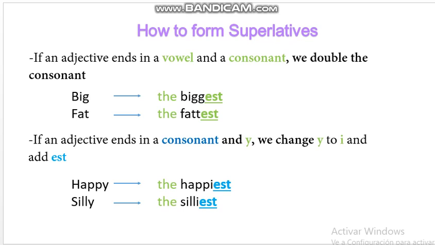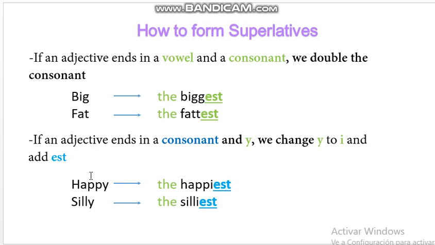How to form superlatives? Okay, if an adjective ends in a vowel and a consonant, we double the consonant, okay? In this case, the consonants are g and t, but we have big and fat that are short. So we say the biggest. We are doubling the g. Fat, fattest, the same. We have two t's, two g's.